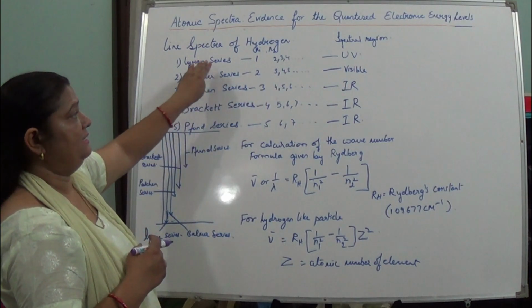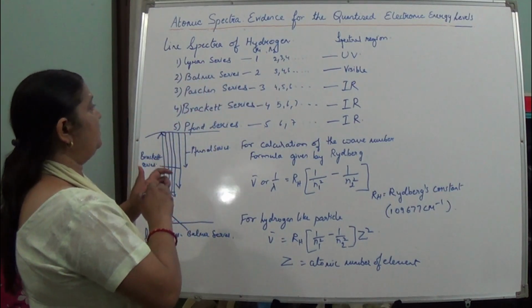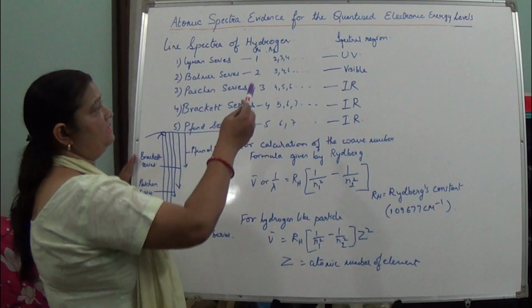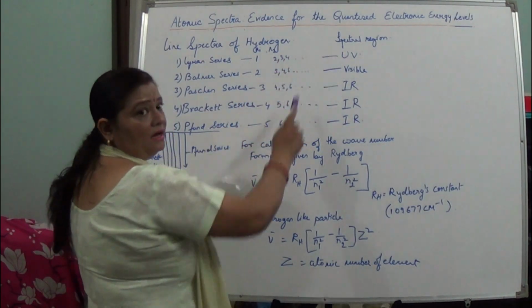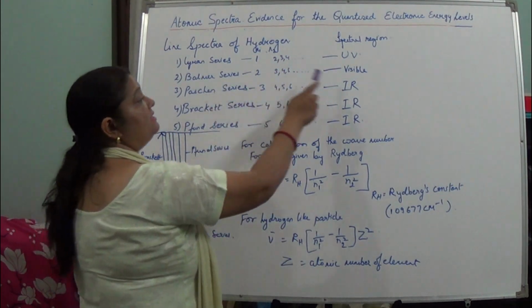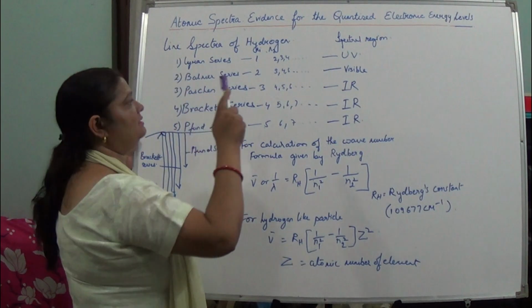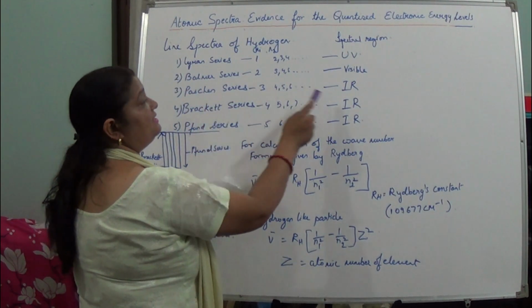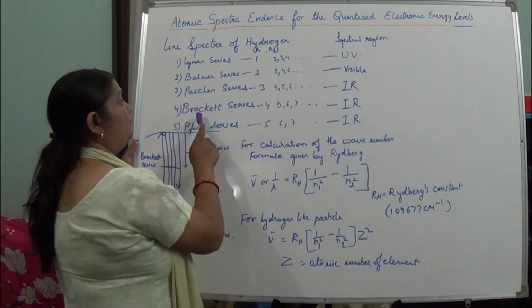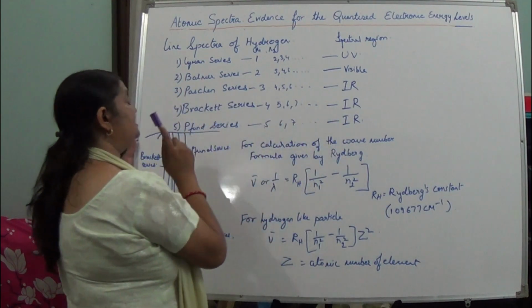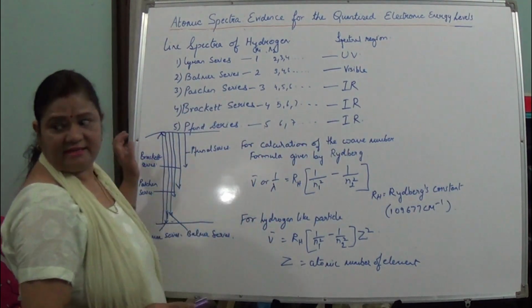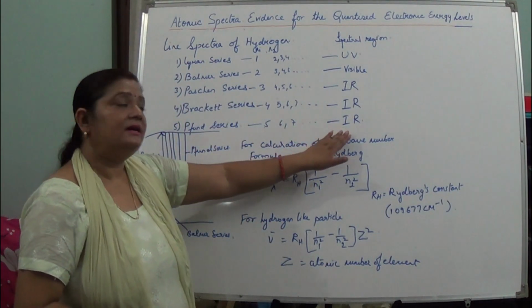So this Lyman series, what is its spectral region where it is present? It is in the ultraviolet region. Balmer series falls in the visible region. Paschen series is in the infrared region, Brackett series in the infrared region, and Pfund series in the infrared region.